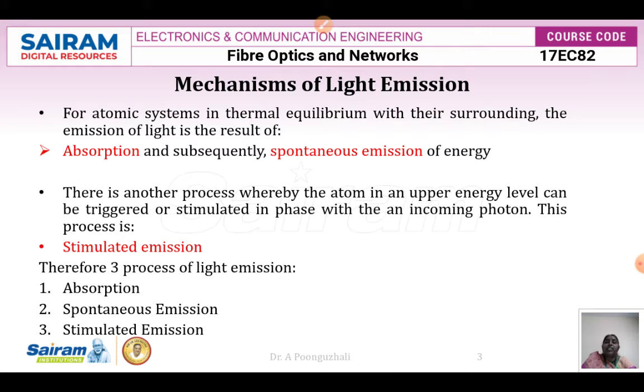So the mechanism of light emission. When I consider an atomic system, it is going to be in thermal equilibrium with the surroundings. The emission of light can be either by the absorption process, subsequently followed by spontaneous emission of energy, or by another process where the atom in the upper energy level can be triggered or stimulated in phase with the incoming photon. This process is called stimulated emission. So the three processes of light emission are absorption, spontaneous emission and stimulated emission.